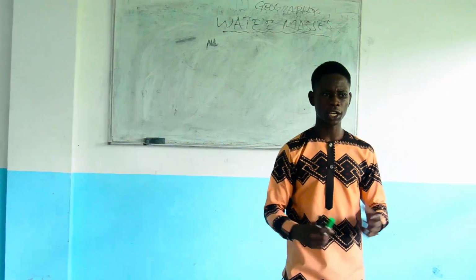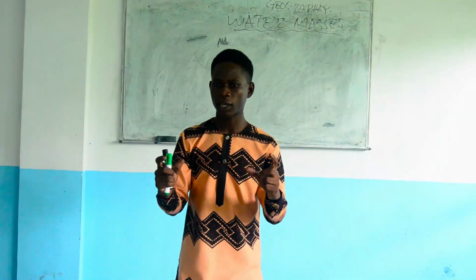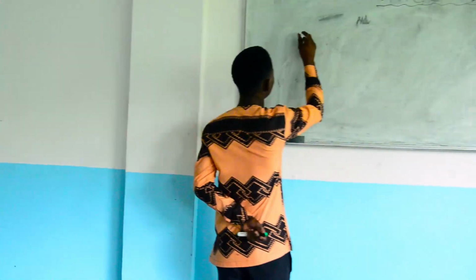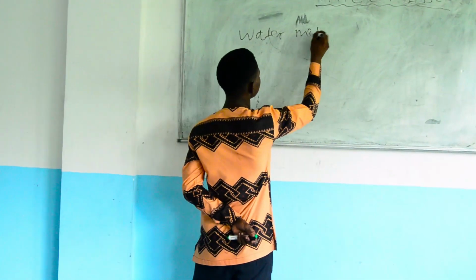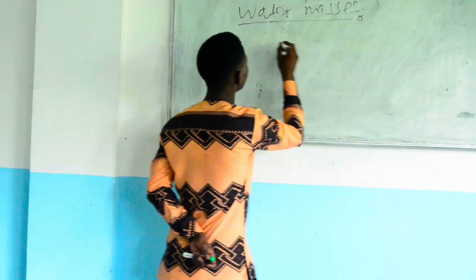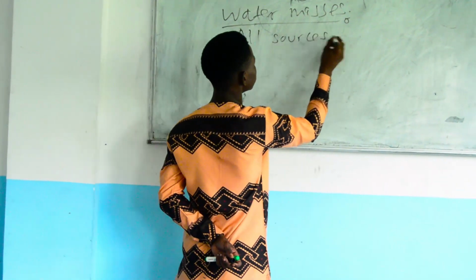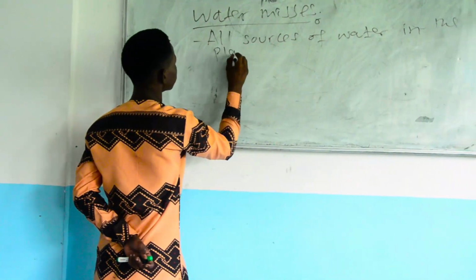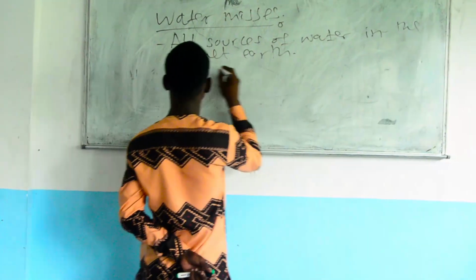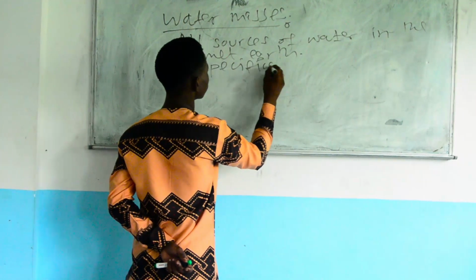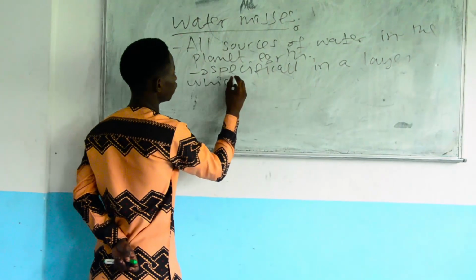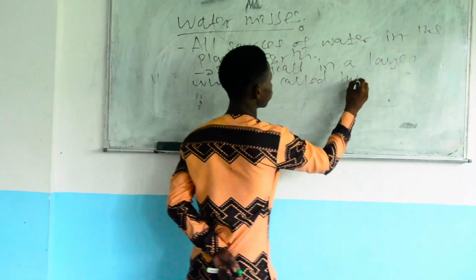Water mass, in general, refers to water bodies. Water mass refers to all sources of water found on the Earth's surface. When you hear the word water mass, it involves all sources of water on the planet Earth, specifically in the area which is called the hydrosphere.